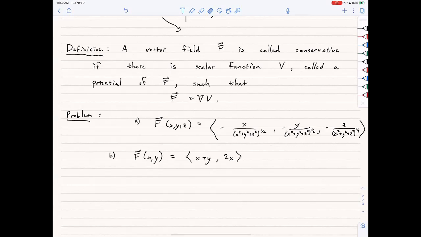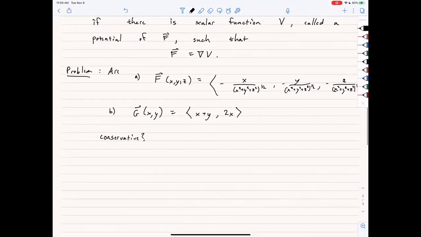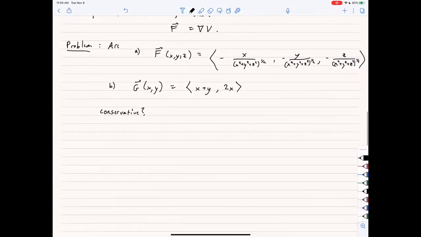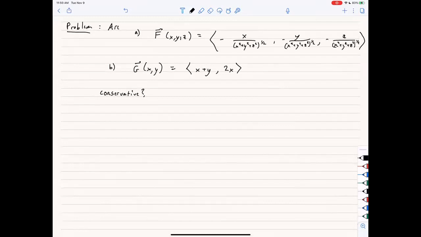Maybe I should use plural here. Are these conservative? And let me write G for the second one so we can not confuse them in the solution. Okay. So solution.